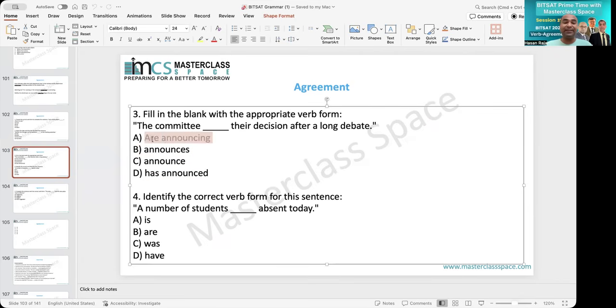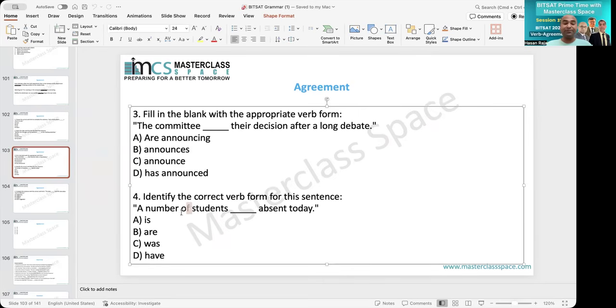It means you are left with A and C. So "the committee dash their decision after a long debate." So the committee now are announcing their decision after a long debate. "Announces," no, because "announces" means general discussion. So here, with a long debate, it seems that they have discussed and after that they are announcing, and therefore it will be A.